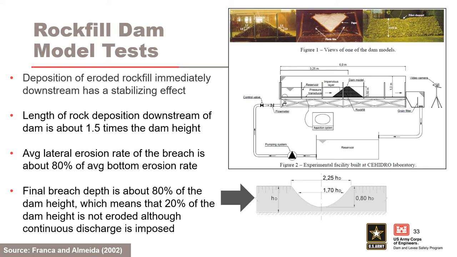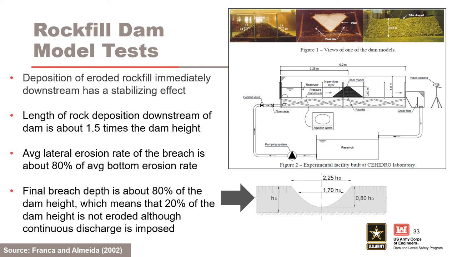The breach mechanism of rockfill dams, according to the tests, is different from what is usually described for failure of earthen fill dams. The deposition of eroded rockfill immediately downstream of the dam limits the rate of breach development and has a stabilizing effect, and the length of rock deposition downstream of the dam is about 1.5 times the dam height. The average lateral erosion rate of the breach is about 80% of the average bottom erosion rate. Key observations of the breach final configuration are shown in the figure at the bottom right.